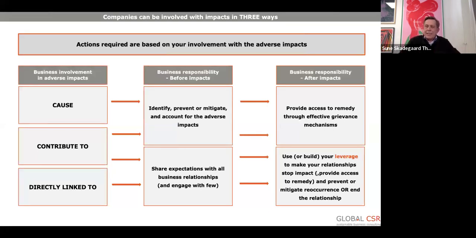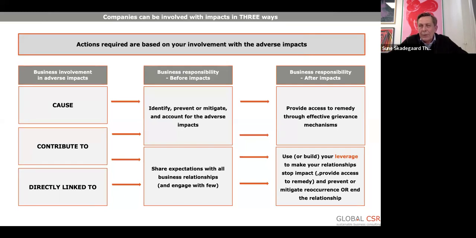So basically, as we can see from the guiding principles, there are three ways that a company can be involved with adverse impacts on human rights. The first one is that you cause the adverse impact. As a business, you do something and it leads directly to an adverse impact on the human rights of your employees, of representatives of the local community, other people that are directly impacted by your actions.